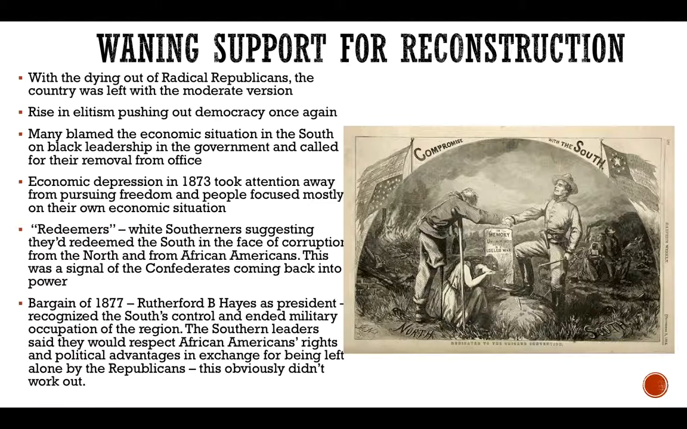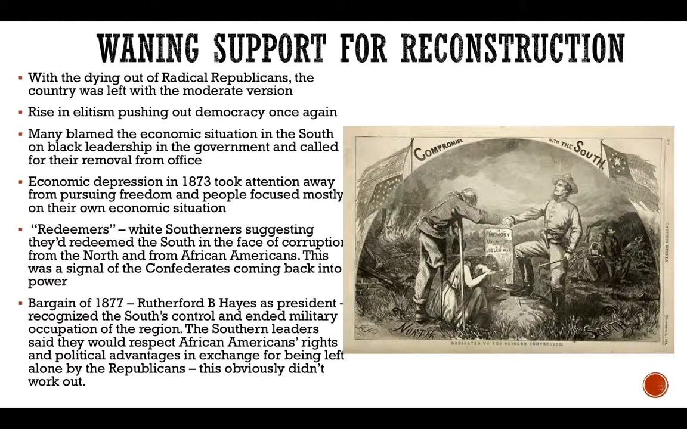There was an economic depression in 1873 that took attention away from pursuing freedom, and people were mostly focused on their economic situation. So people were less concerned about the philosophical big ideas, and they were more concerned about their particular situation and where their food was going to be coming from, and if they could provide for their family.